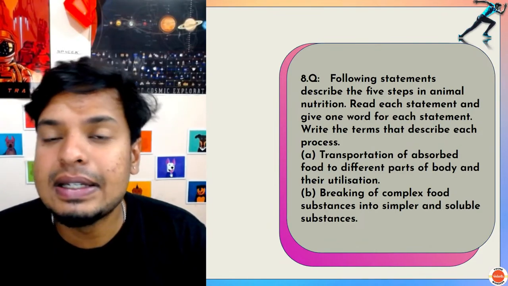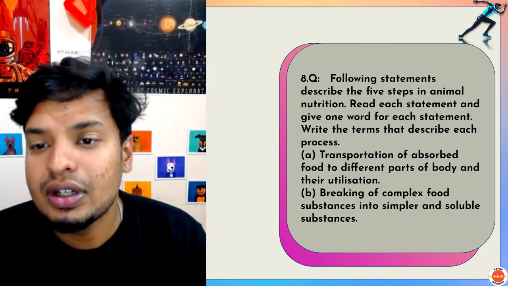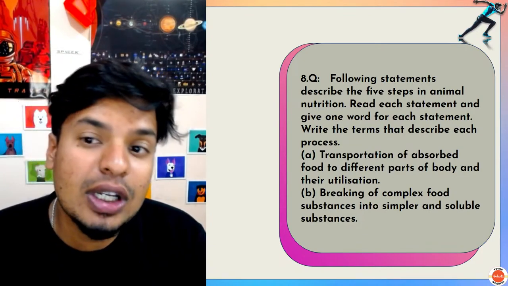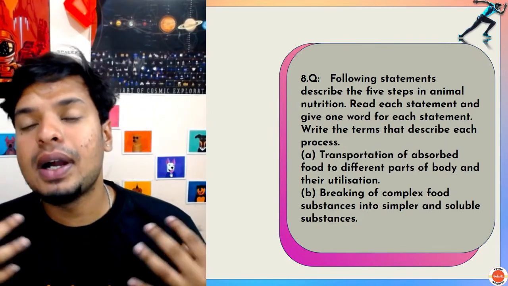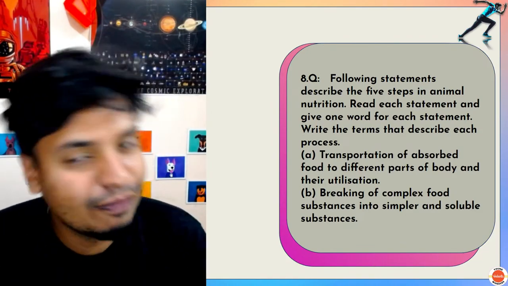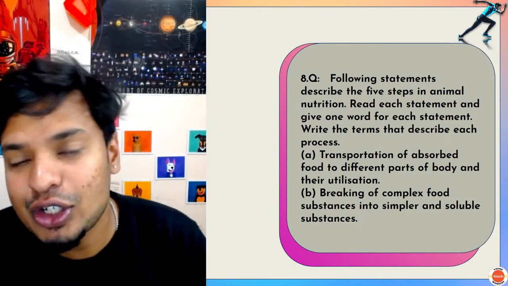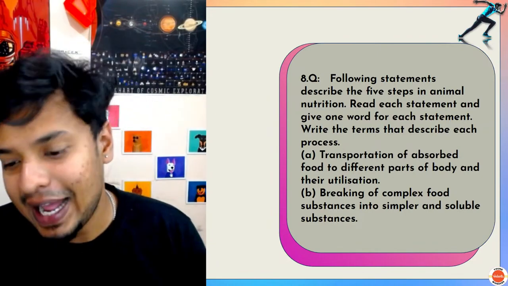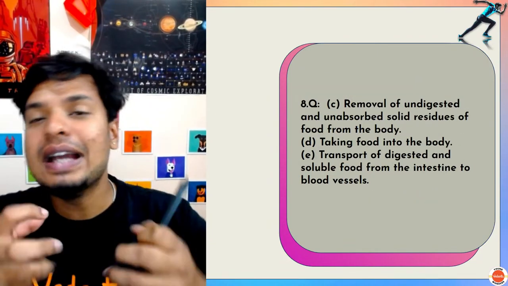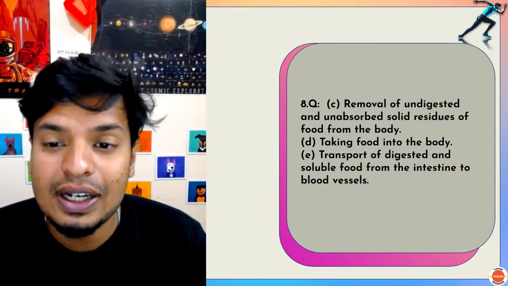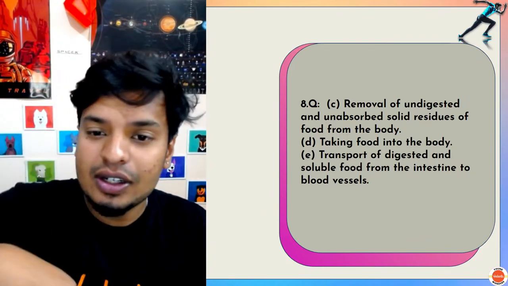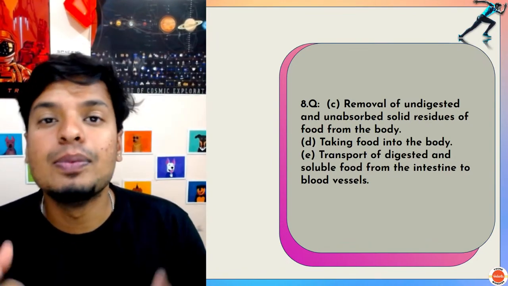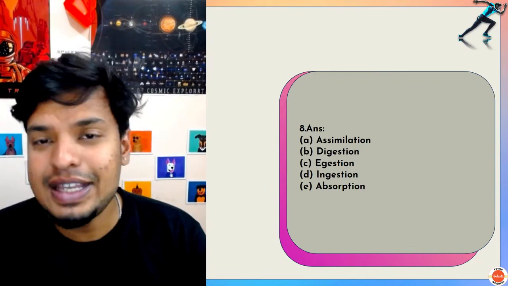Okay, the following statements describe the 5 steps in animal nutrition. Read each statement and give one word for each statement. Transportation of absorbed food to different parts of the body and their utilization: assimilation. Breaking of complex food substances into simpler foods: digestion. Removal of undigested food: egestion. Taking food into the body: ingestion. Transport of digested soluble food from intestine to blood vessels: absorption. Yes.